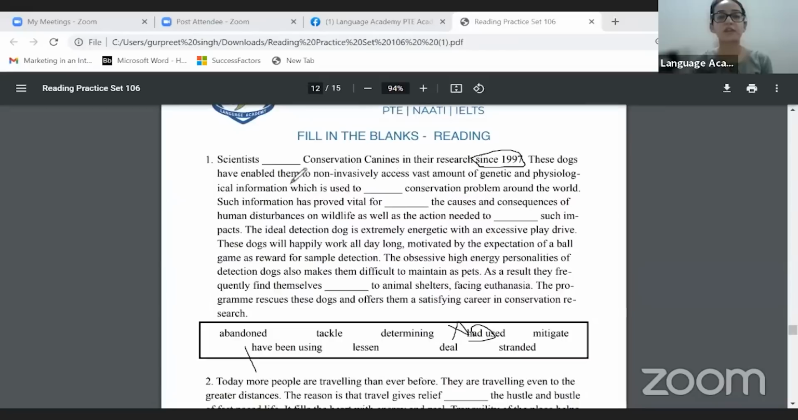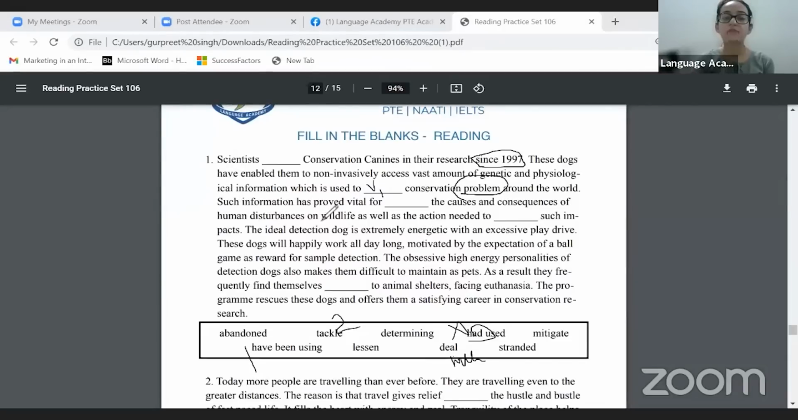These dogs have enabled them to non-invasively access vast amounts of genetic and physiological information, which is used to tackle conservation problems around the world. With to comes the first form of verb, and we need a verb that we use with the noun problem. In general, very basic language, we say solve the problem, but in a bit more academic way, we can go with deal, which comes with "with". We discussed it today only. We do deal with problems, but we need "with" in that case. So we'll go with tackle, because tackle is a better academic word for solving.